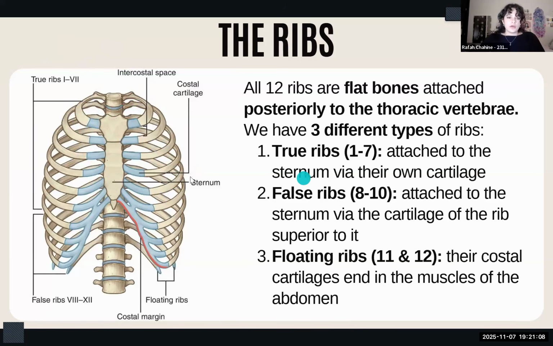Now we have classifications of ribs. We have true, false, and floating. Okay, let's make this easy. True ribs are ribs 1, 2, 3, 4, 5, 6, and 7. Why are they true? Because they have their own costal cartilages to attach to the sternum anteriorly. Now, is this clear so far? Do we get true ribs?